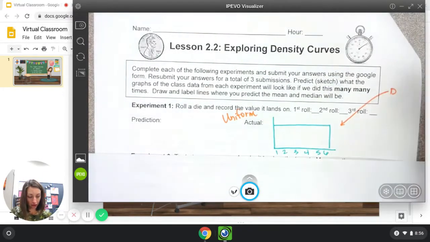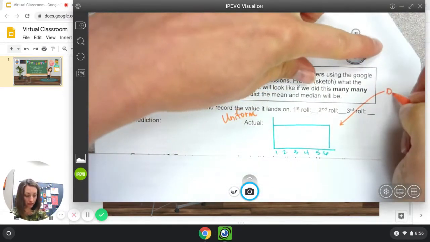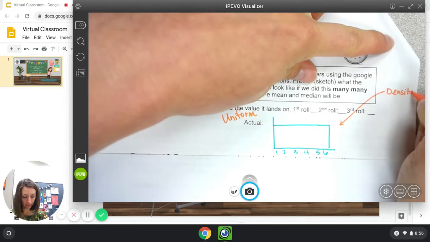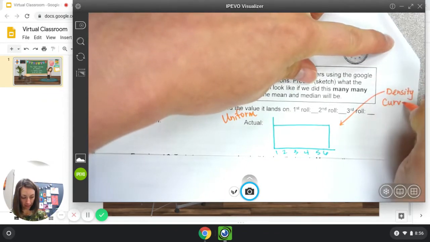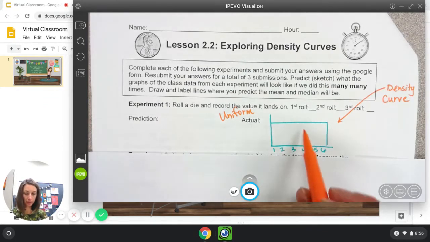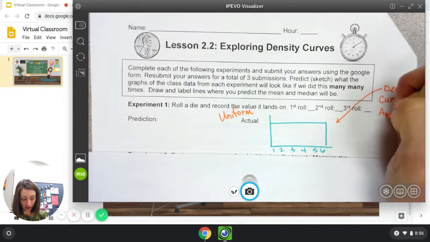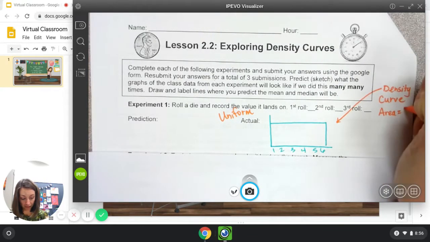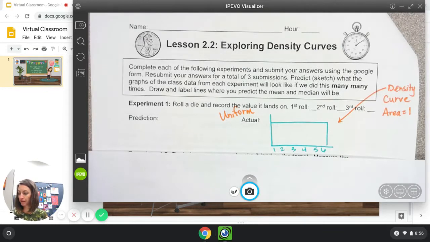And density curves can look a variety of ways. A couple of things about a density curve is that it is always above the x-axis. So all of our data points here are going to be above the x-axis. And the area under a density curve is always 1. And that's going to become very useful to us.